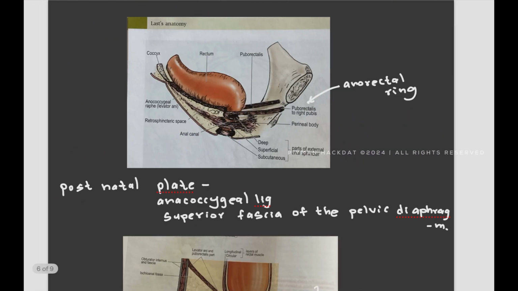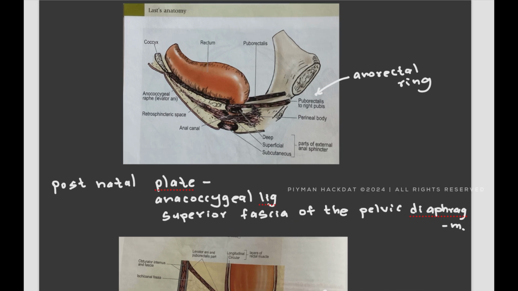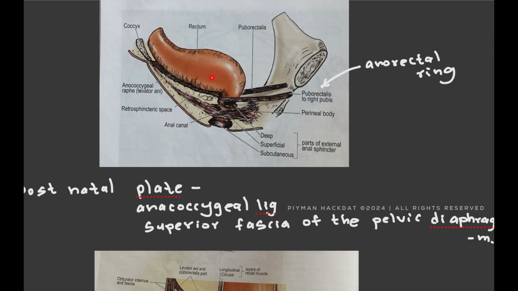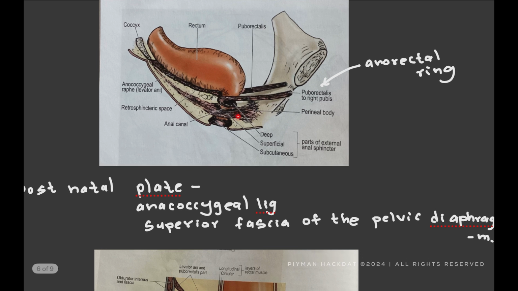And here you can see the rectum. I got this diagram from a last anatomy lecture, so you can see here that the puborectalis muscle actually joins the rectum at the deep part of the external anal sphincter, and in the middle part of the external anal sphincter you can see the anococcygeal ligament.